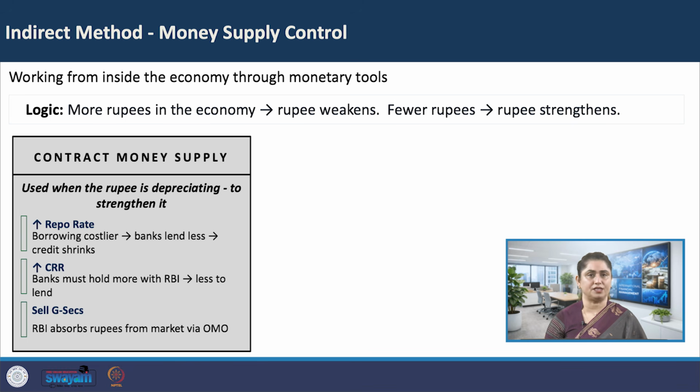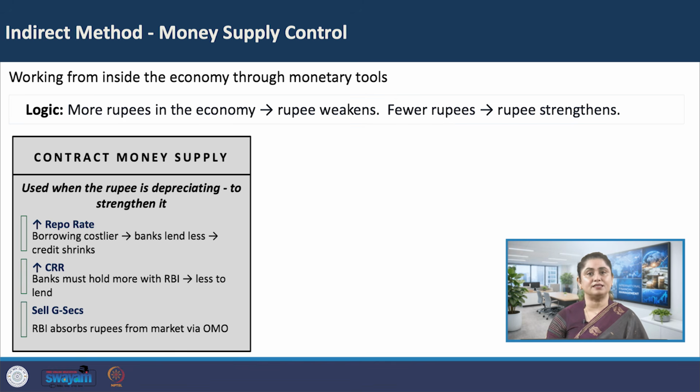Rupee is depreciating. RBI contracts money supply. The rupee is falling and the RBI wants to strengthen it without directly selling dollars from the reserve. It uses its monetary tool to reduce the supply of rupees in the economy. How does it do this? By raising the repo rate, that is the bank rate. The repo rate is the rate at which the RBI lends money to the commercial banks.